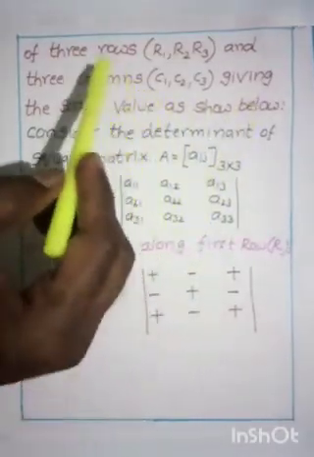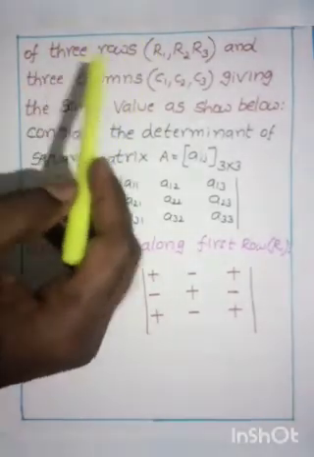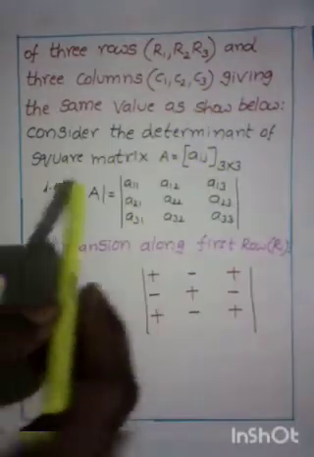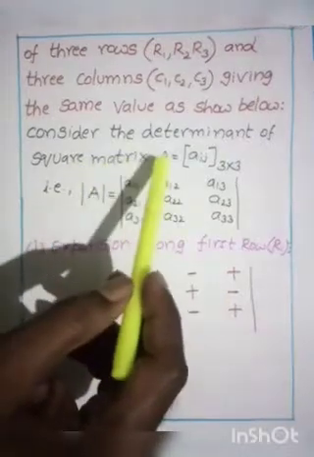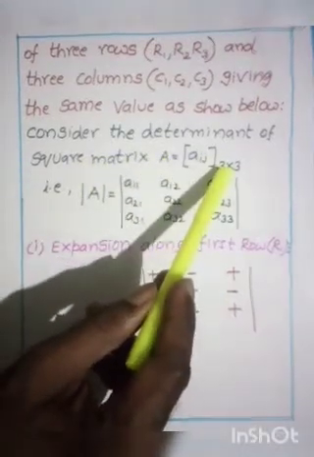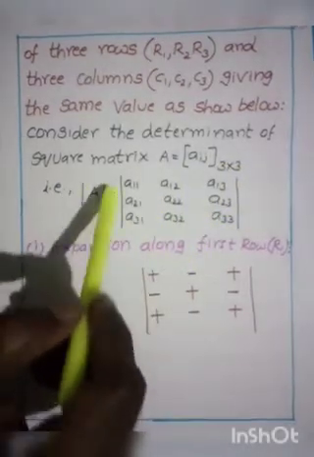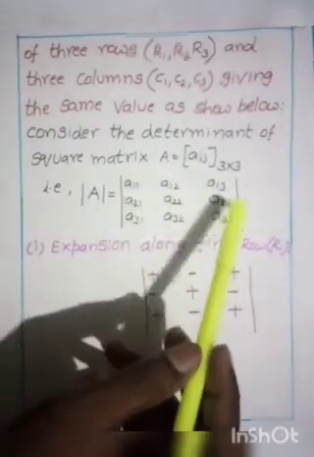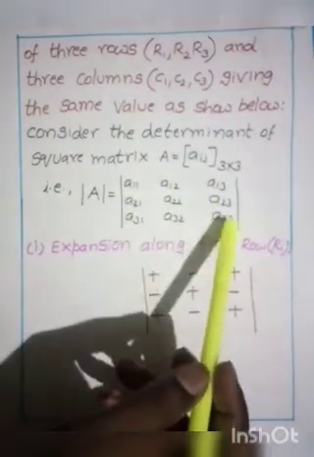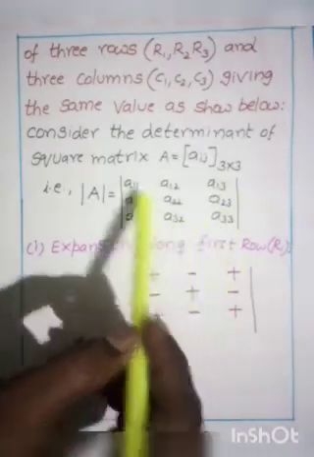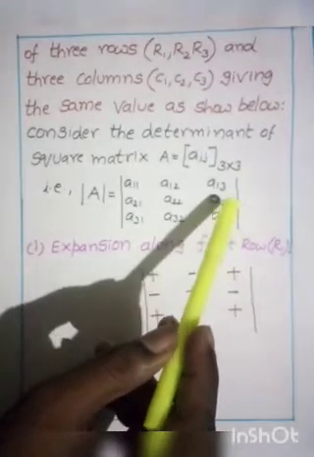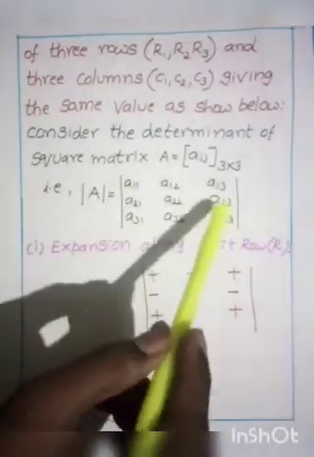My children, if you expand the determinant along any one of the rows or any one of the columns, we get the same value. Consider the determinant of a square matrix A equal to Aij of order 3 by 3. That is, det A is equal to the determinant with rows A11, A12, A13; A21, A22, A23; A31, A32, A33. This is a square matrix of order 3 by 3, and we are finding its determinant. This symbol denotes the determinant of this square matrix, not modulus and not matrix. Remember this point.